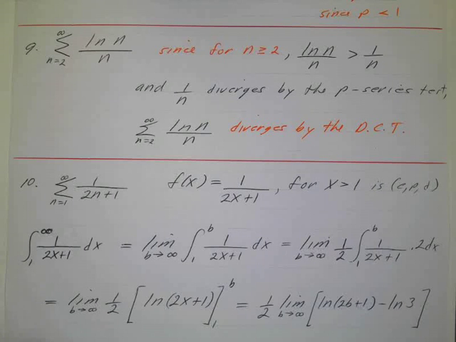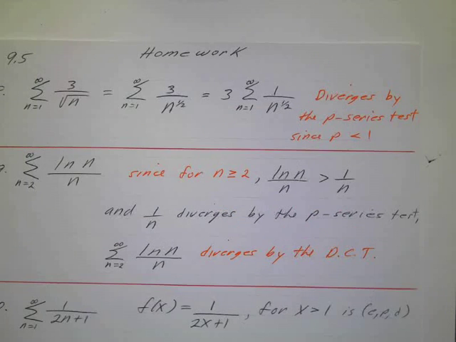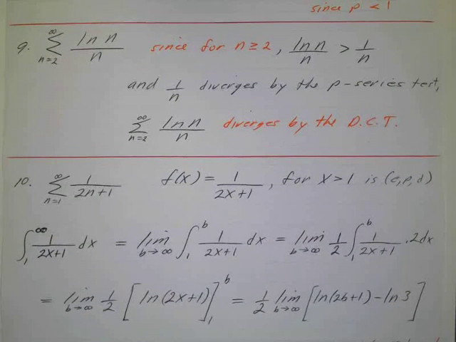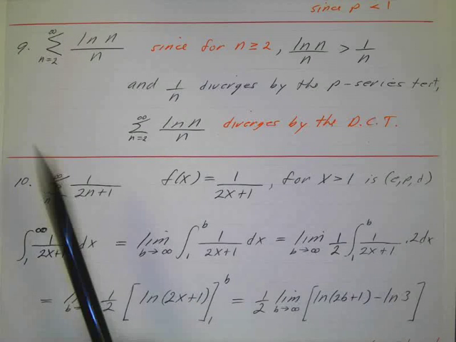Okay, more problems from section 9.5. Let's take a look at number 9. And again, we just want to determine the convergence or divergence of these series. And number 9 is the natural log of n over n, and n goes from 2 to infinity.